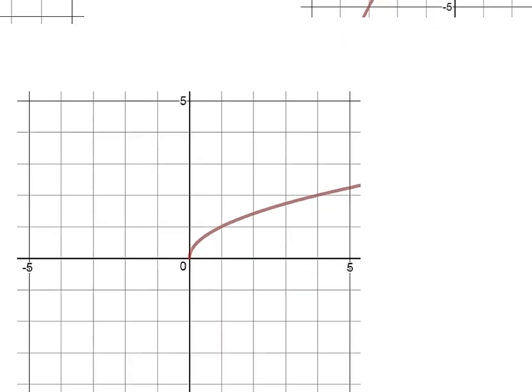Next, we have the square root graph. So you can see no matter how many horizontal lines I draw, I will only hit the graph once. Therefore, the inverse is a function.